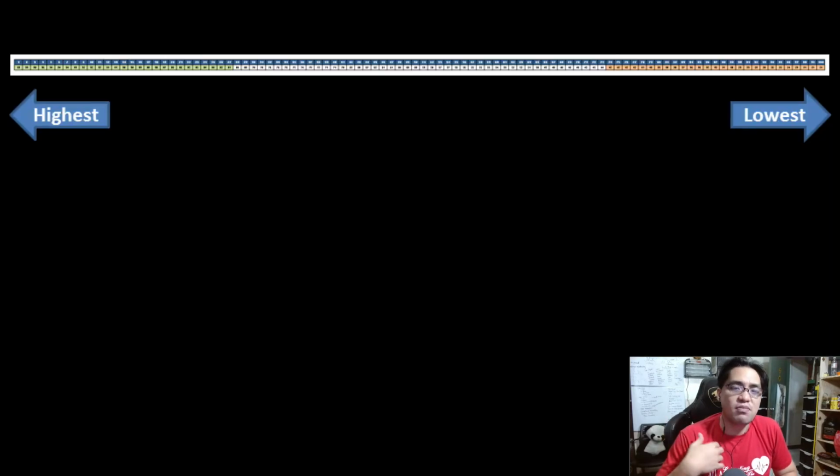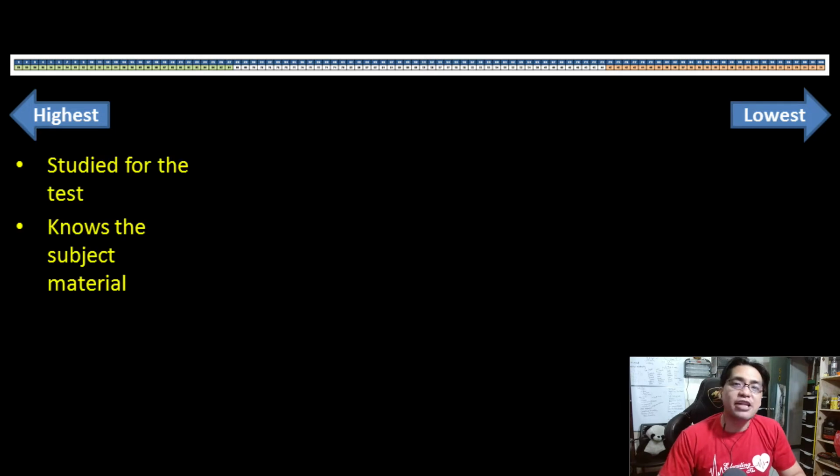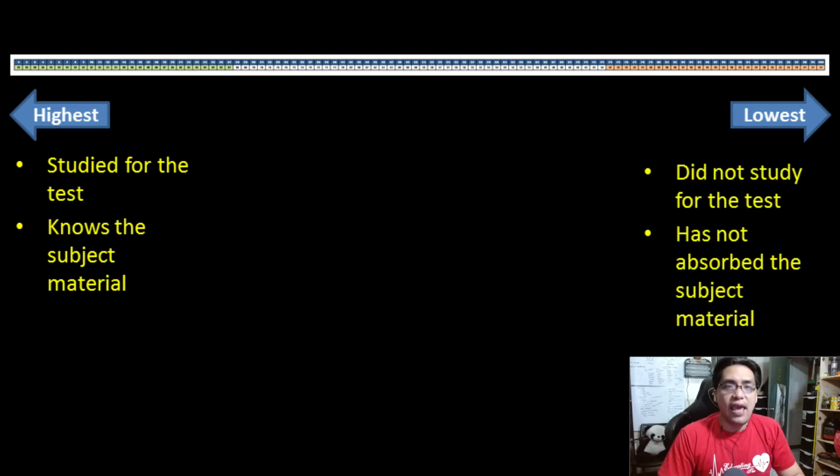If you line up the results of the test, meaning the total scores of the students in a straight line arranged from highest scores to lowest scores, you will easily see the spectrum of students' ability or understanding as far as the whole test is concerned. Naturally, on one extreme side of the line, you may have students with high scores on the test. It may be safe to assume that these are the students who have studied for this test and know the subject material that this test is measuring. And on the other extreme side of the line, you have students with low scores on the test.